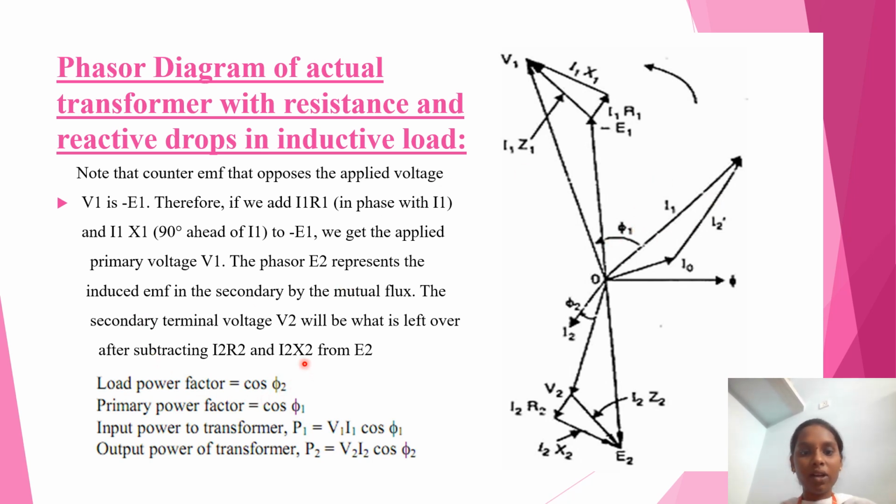So here the load power factor is cos phi 2. In the secondary side we can calculate the load. That's why the load power factor is cos phi 2. The primary power factor is cos phi 1. Input power to the transformer is V1 I1 cos phi 1. Output power is V2 I2 cos phi 2. This is in the case of inductive load.